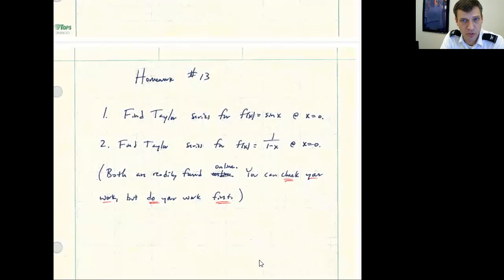Next class period, we'll talk about why we care about this right now, and it's actually going to relate to differential equations. If you have any questions, send me an email, as always.